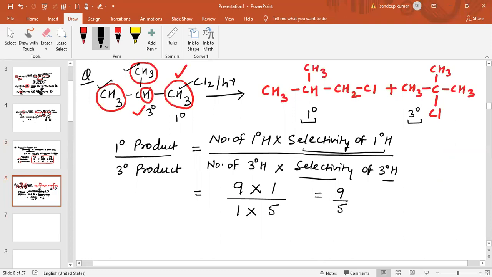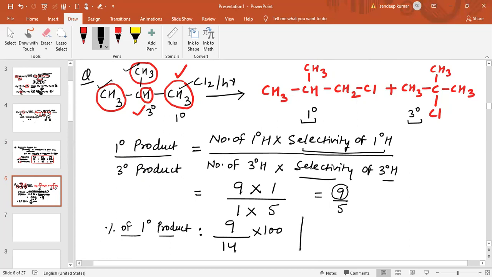Now we will discuss the percentage of 1 degree product. What is the percentage of 1 degree product obtained? Now see, 1 degree is basically 9. So it will be 9 divided by the total product obtained, which is 9 plus 5, that is 14, multiplied by 100. So this is the percentage of 1 degree product.